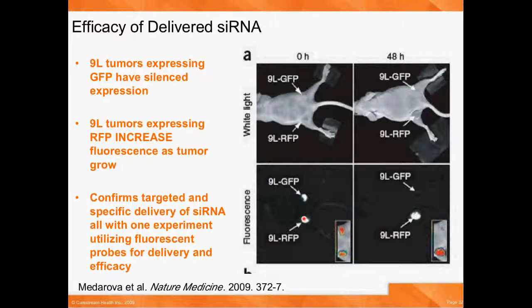Here, the fluorescence intensity of the RFP cell line gets brighter as the tumor grows, and you can see the GFP is dimming over time. Thus, in one very simple and elegant experiment, they were able to determine that the nanoparticles were selectively delivered to the tumor, as well as the fact that the siRNA was selectively targeting a specific gene and not just shutting down general gene expression.